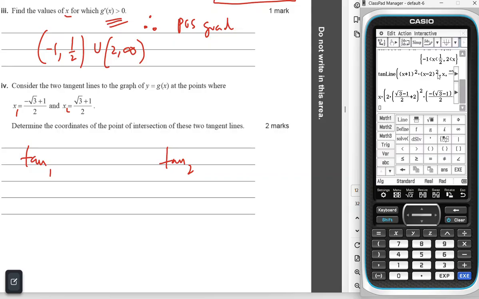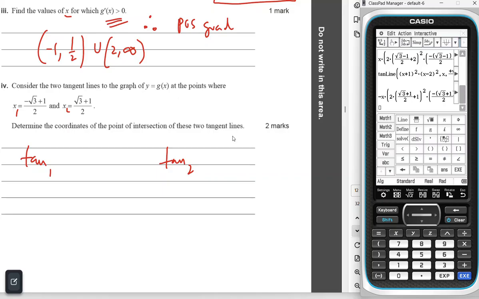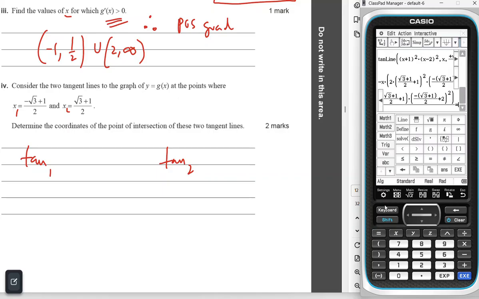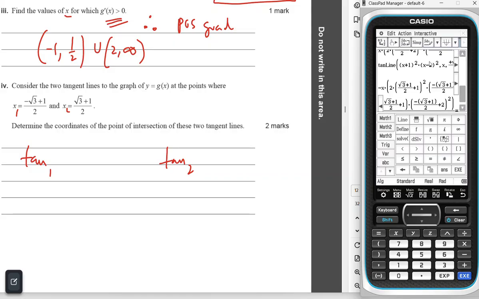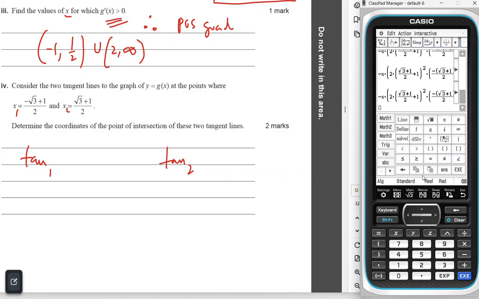And the second one is where that's positive. And that gives me that particular tan line, and we're looking for the points of intersection. So that equals this tan line, and solve for x.